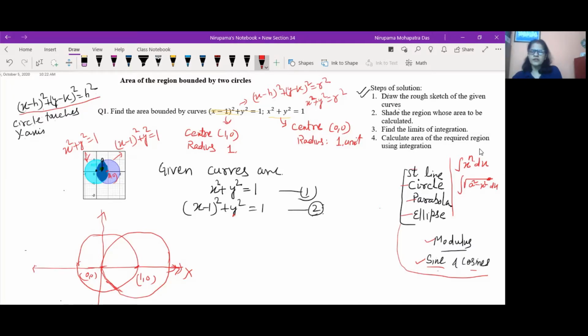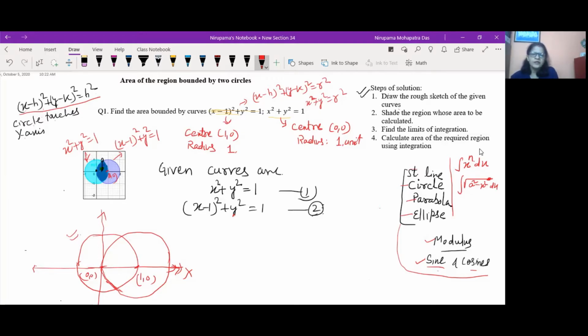So it cannot go beyond the y-axis. That much common sense we require. Okay, so after drawing the rough sketch, I am just taking the bigger view here also, and shade the region whose area is to be calculated.